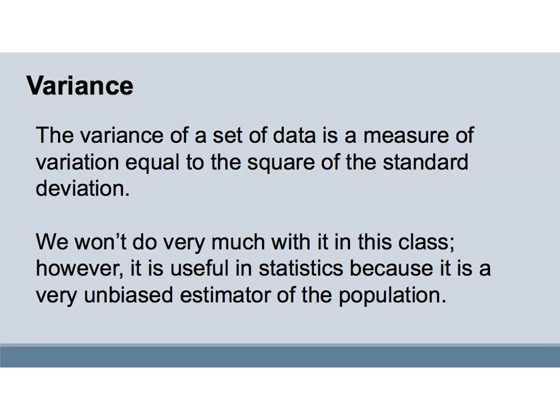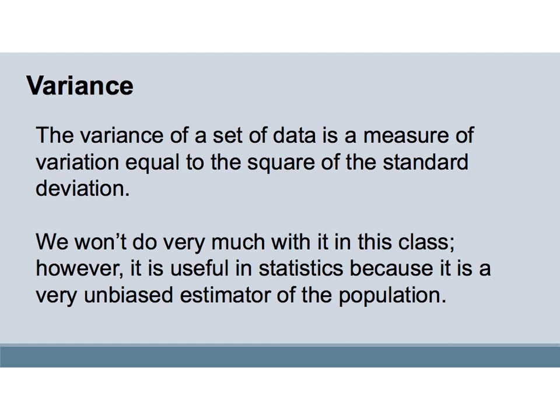The variance of a set of data is literally the standard deviation squared. We talked about that when you were just starting to learn those symbols. So if you want the sample variance, you do S squared. If you want the population variance, you do sigma squared. That's about all we'll do with variance.